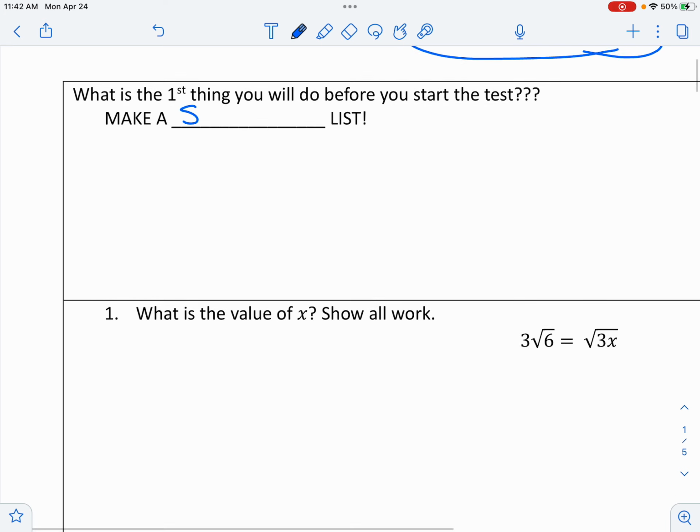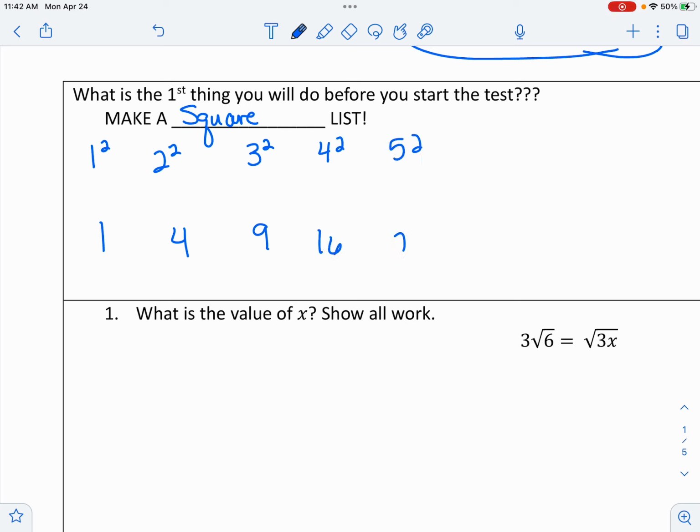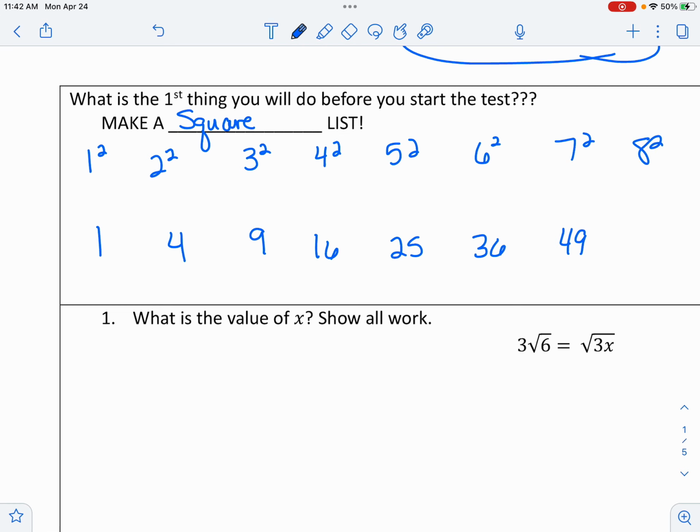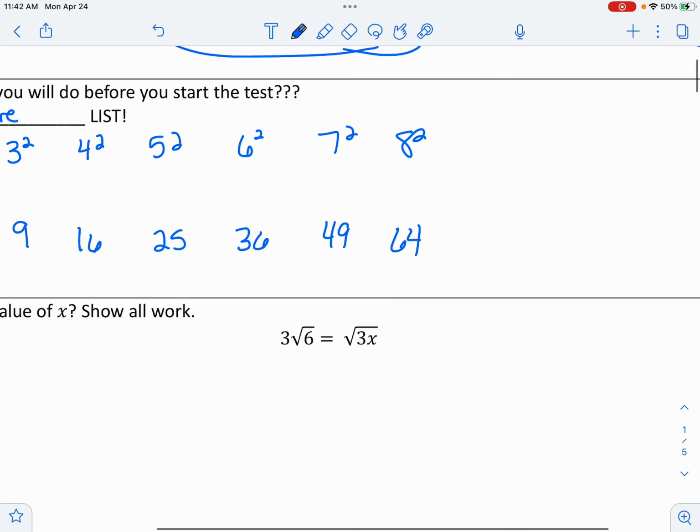Please make sure that you make a square list before doing anything else when you take your Keystone. So 1 squared is 1, 2 squared is 4, 3 squared is 9, 4 squared is 16, 5 squared is 25, 6 squared is 36, 7 squared is 49. If you don't remember these, that's totally fine. Just use your calculator real quick. So right after, 9 squared is 81. Sorry, 10 squared is 100.